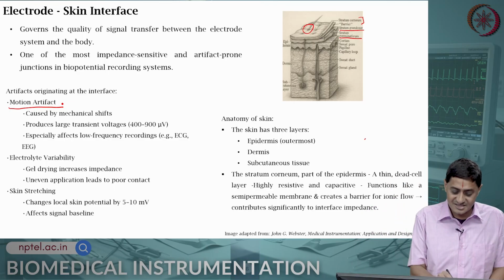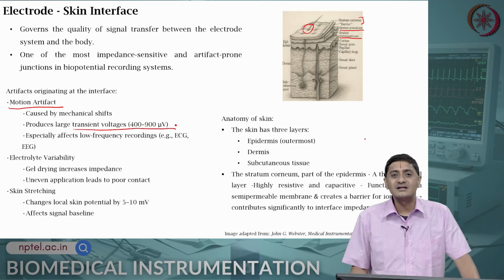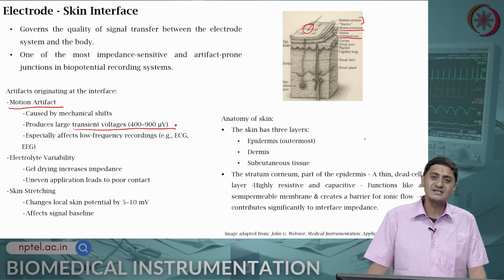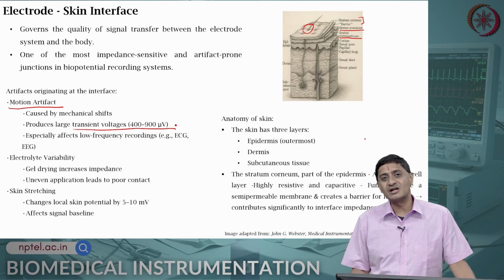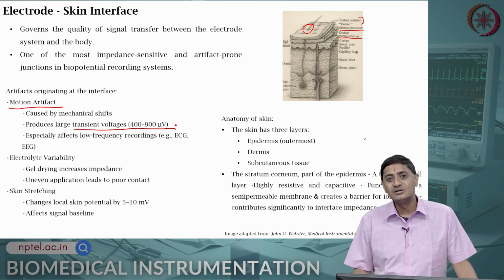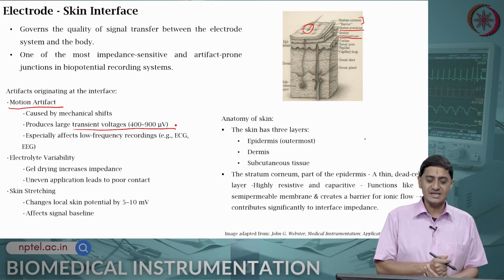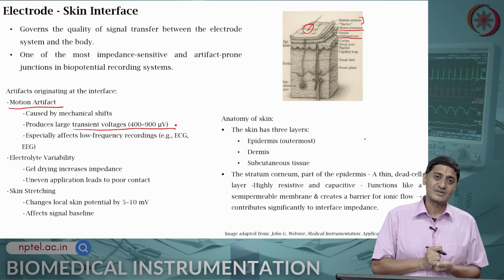Sometimes the transient voltages that are seen due to movement artifacts are as high as 900 microvolts. Sometimes this movement artifact voltage is comparable to the signal voltage itself. For example, EEG signal voltage will be only this much.